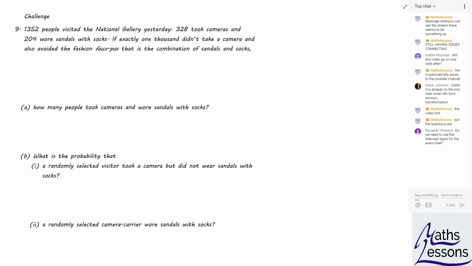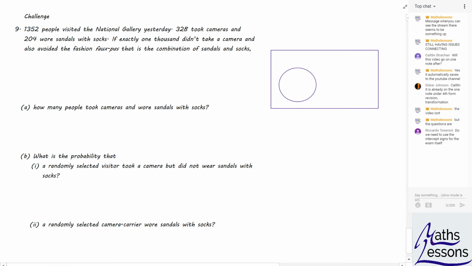I had my microphone turned off there, now got it back on. Right, this probably will take you a bit more than 2 minutes without a calculator. But let's just try and draw ourselves a Venn diagram of this. So let's get ourselves a rectangle. Let's get ourselves a circle. And get ourselves another circle. Move that to there.